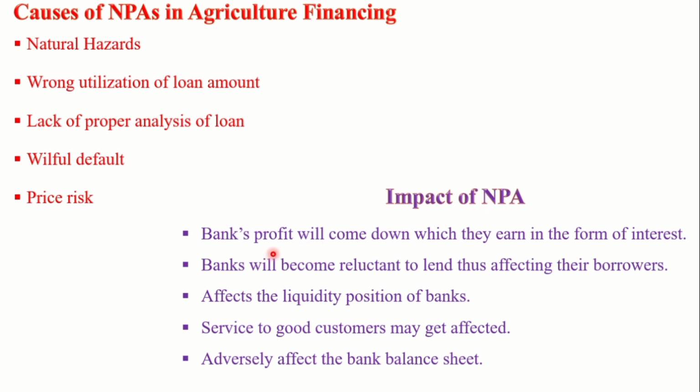See, banks' profit, which they earn in the form of interest, will come down. If there are a higher number of non-performing assets, that will automatically reduce the profit. The bank will become reluctant to lend, thus affecting the borrower. If there are higher NPAs, at that time the bank will be reluctant to lend money to the borrower. That will affect the borrower, and then affect the liquidity position of the bank.